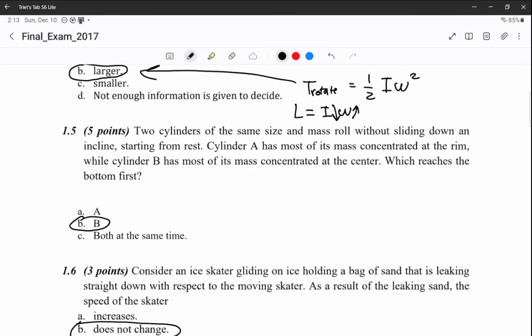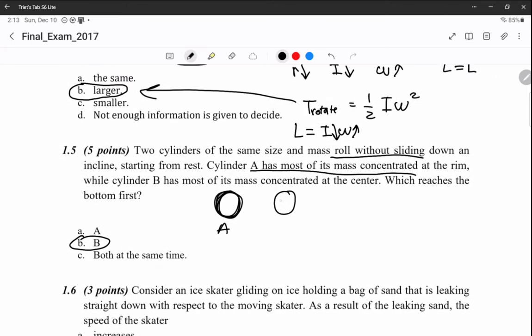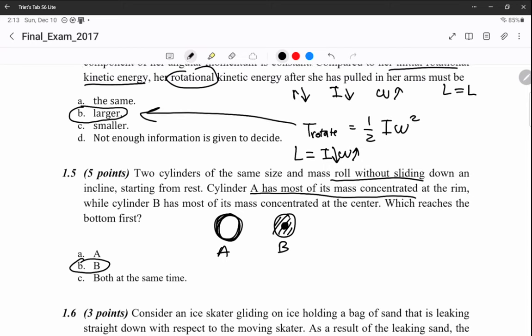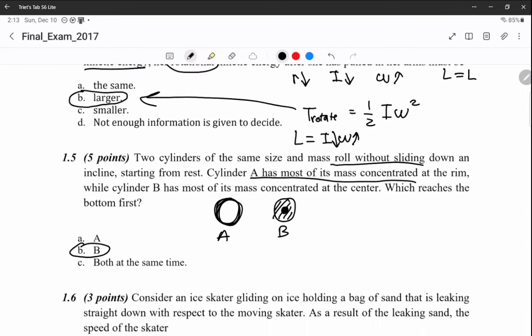1.5, two cylinders the same size and mass rolling without sliding, so rolling without slippage from an incline starting from rest. Cylinder A has most of its mass concentrated at the rim. So A is going to be something like this. And B is going to be, moving from the center, something like this, right? That's B. Which reached the bottom first?